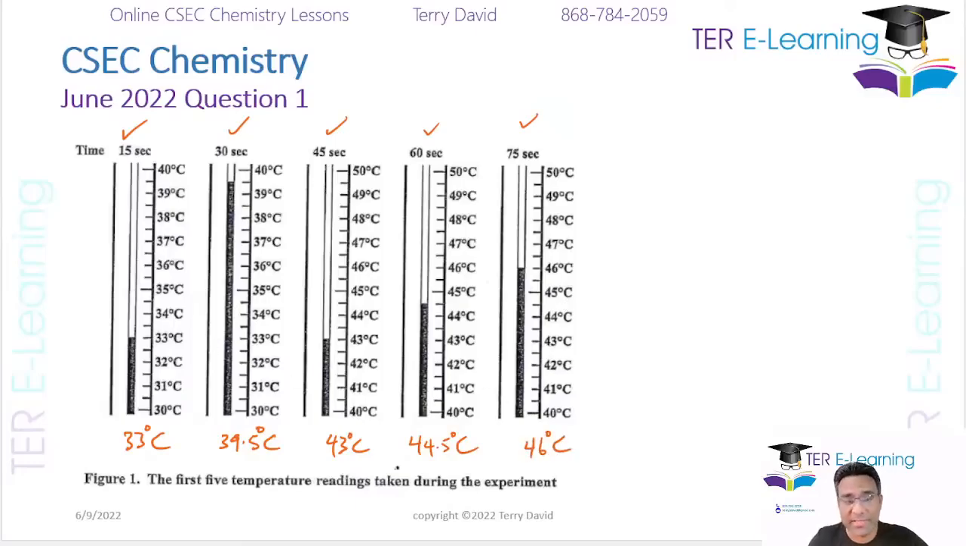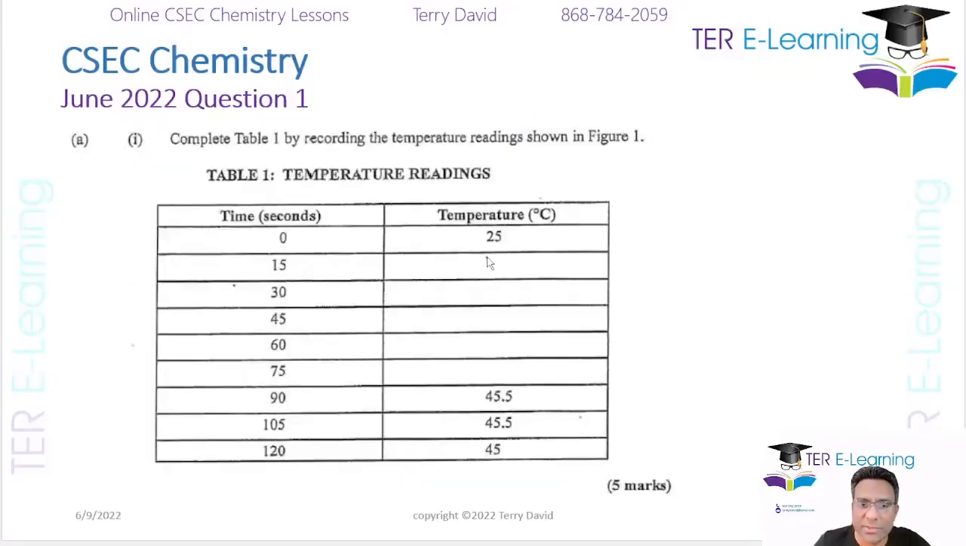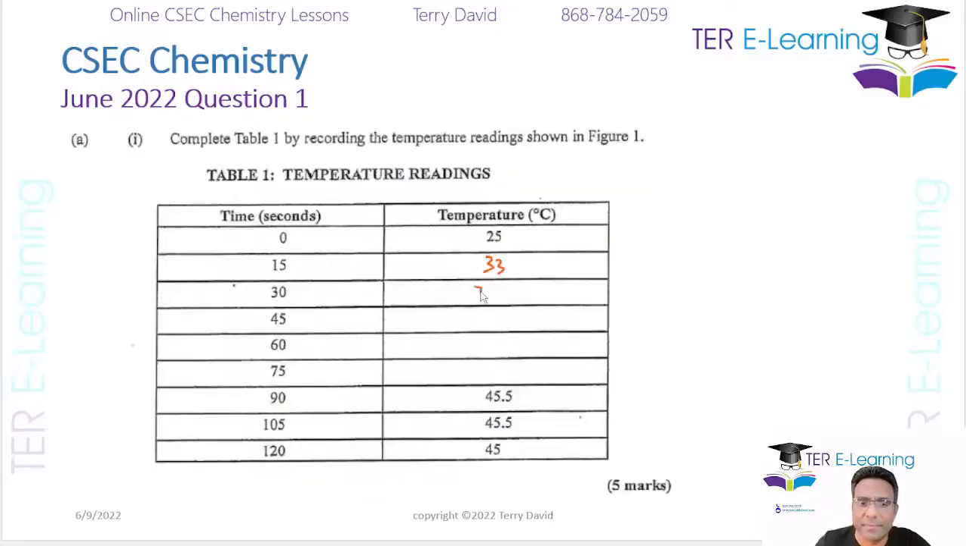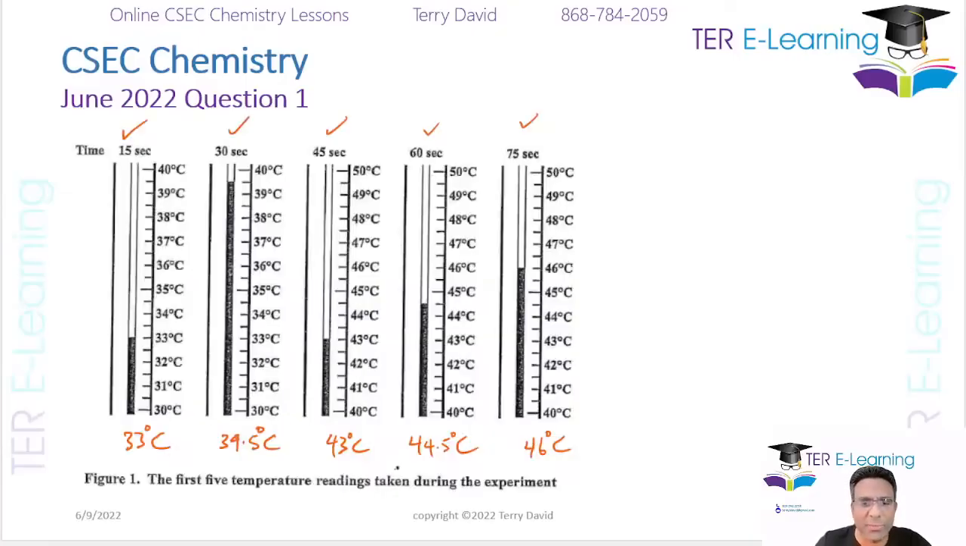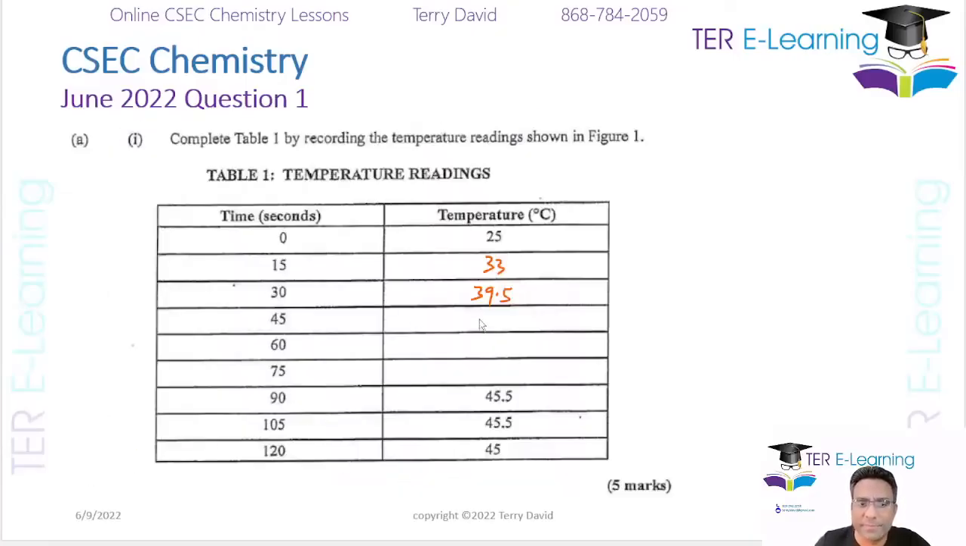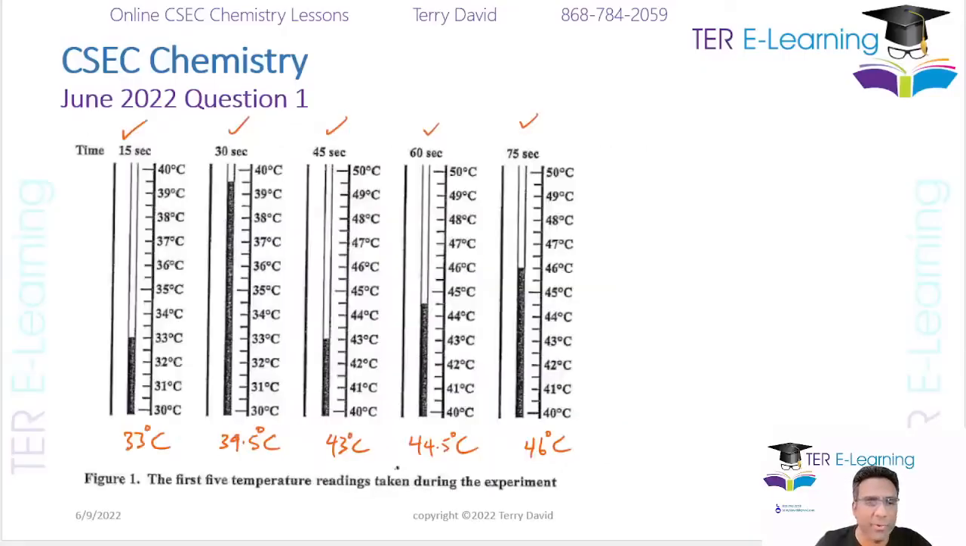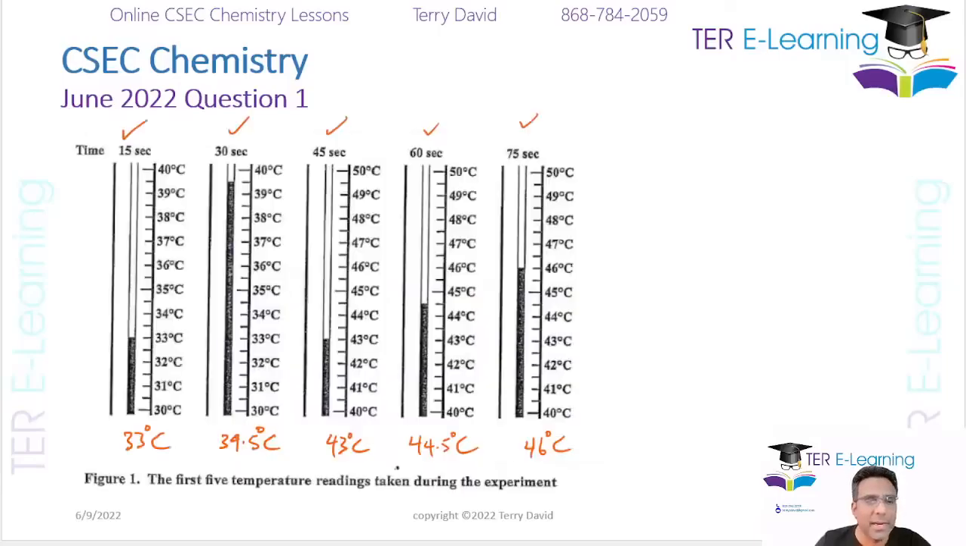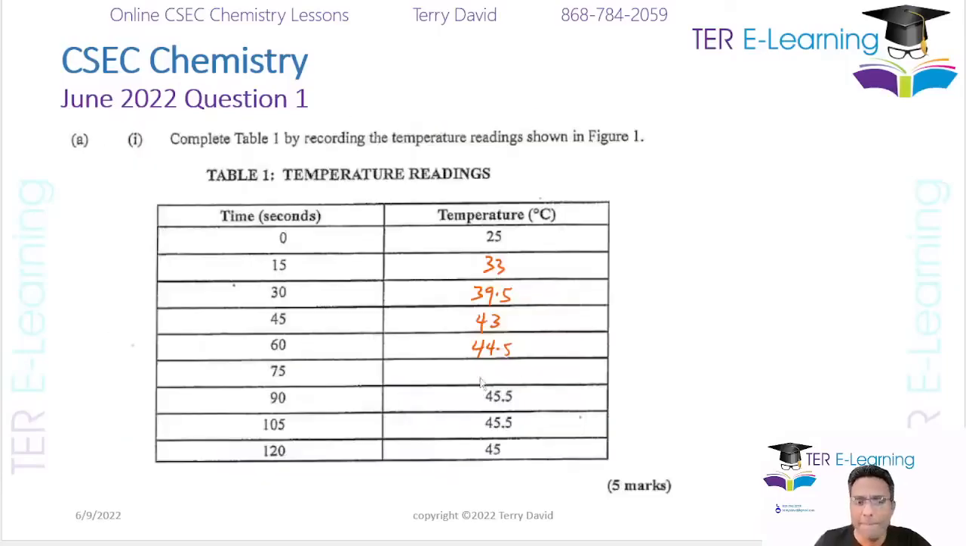So we've read off the temperatures, and what we need to do now is put them in a table. So for 15, it's 33. For the next one, that's 30 seconds, that's 39.5. The next one here is 43 degrees. Next one here is 44.5. And the last one here is 46. Right?